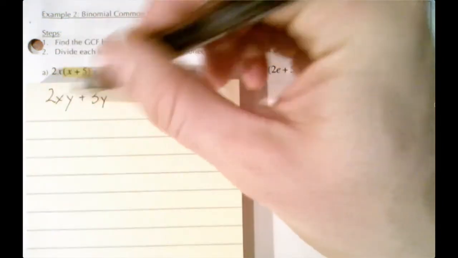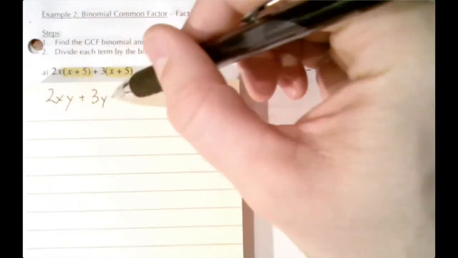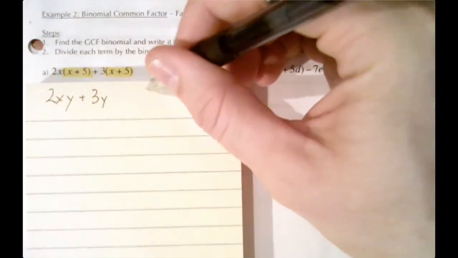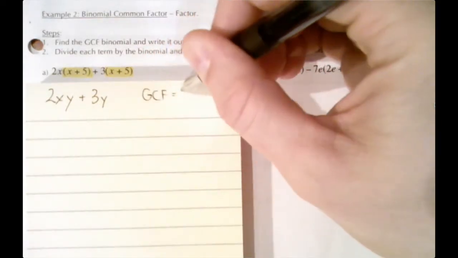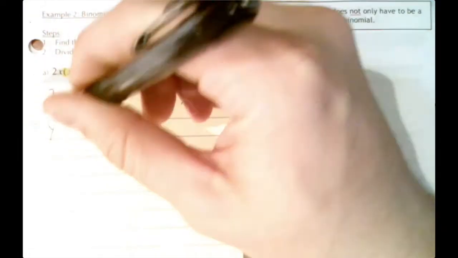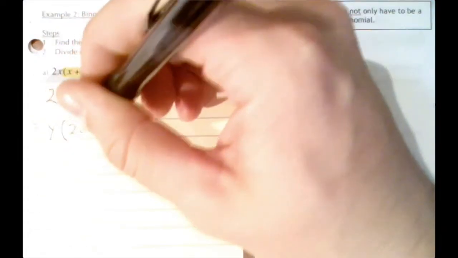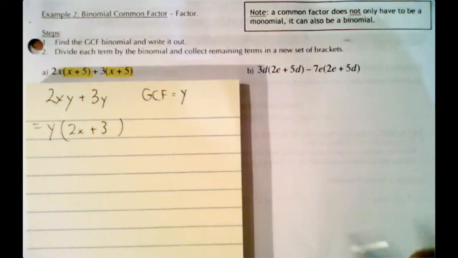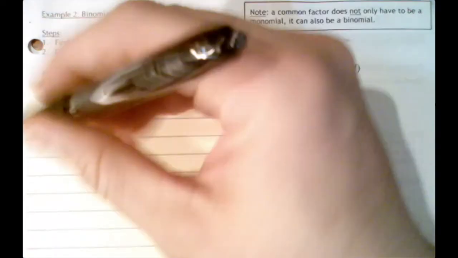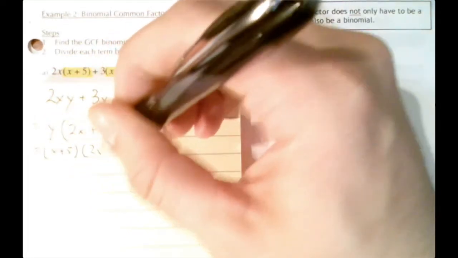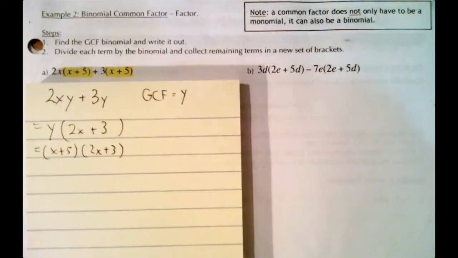So what's common to both these terms? Well, 2 and 3 are both prime numbers, so there's no common number. There's no x in both terms, there's just this y. So we would say the greatest common factor is y, and we would divide the y out. We would say y is the common factor, and we're left with 2x plus 3. And if we replace that y back with the bracket, x plus 5, we get to the answer that we're going to get to by factoring out a binomial. So this is how come it works.